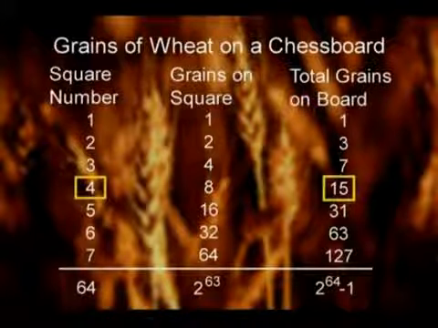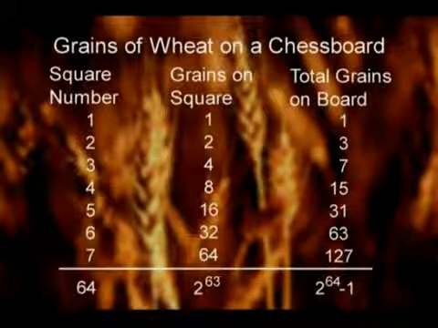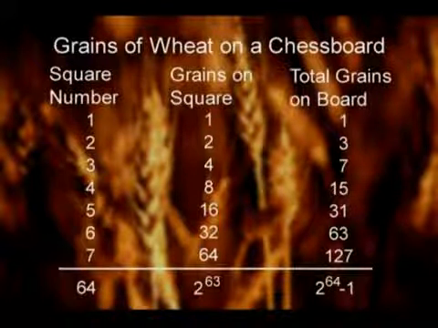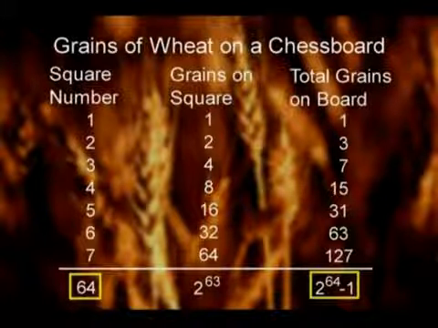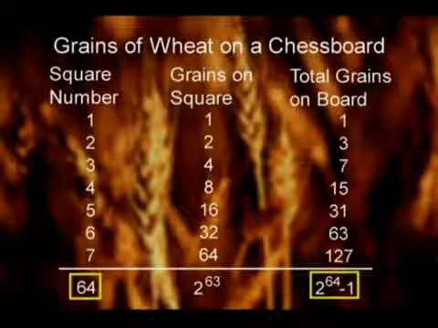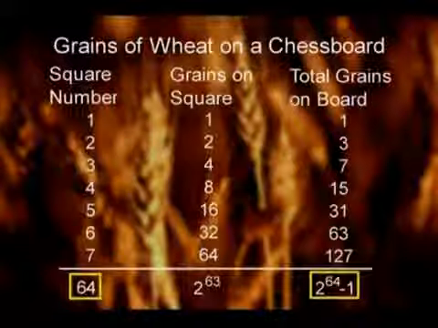15 is a grain less than 4 2's multiplied together. Well, that continues in each case. So when we're done, the total number of grains will be 1 grain less than the number I get multiplying 64 2's together. And my question is, how much wheat is that?